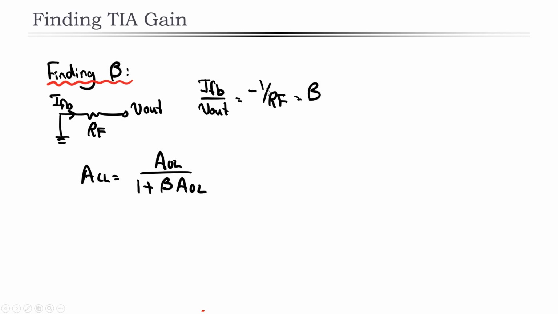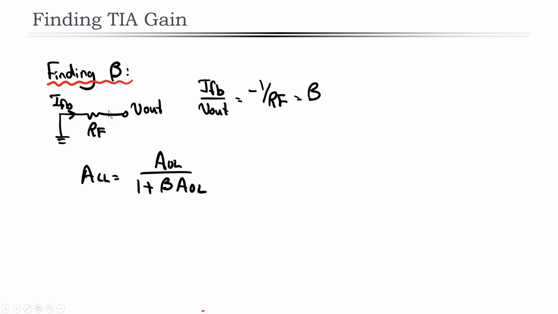So we did calculate the open loop gain of the amplifier, but in order to really calculate the closed loop gain, we're still missing one parameter, and that parameter is beta. And we can calculate that really easily because we know the type of feedback. This is a shunt feedback, and what shunt feedback says is that I'm going to take a portion of the output voltage, convert it to a current, and subtract it from the input current. That's what shunt feedback does in a negative feedback.